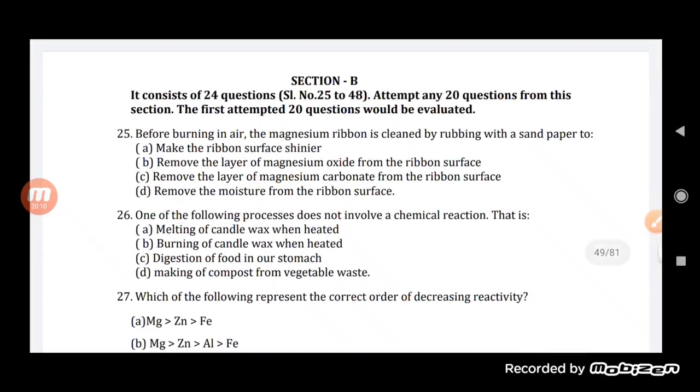Now see here, section B. Before burning in air, the magnesium ribbon is cleaned by rubbing with sandpaper. So when we burn the magnesium ribbon, why do we clean it with sandpaper? First one, it makes the ribbon surface shinier. Second one, it will remove the layer of magnesium oxide from the ribbon.